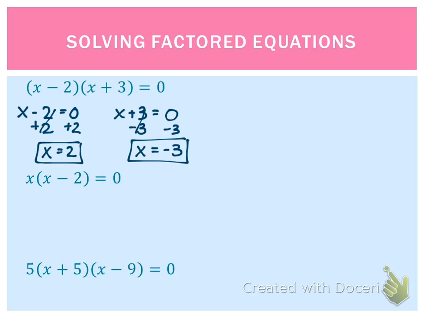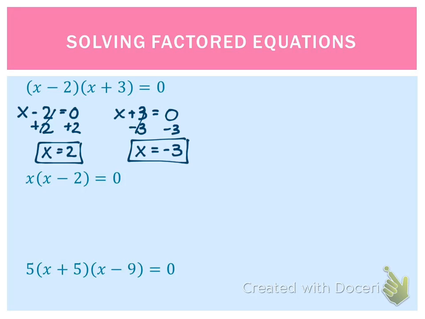Now, an easy way to know how many answers you're going to have is count up the amount of variables that you have. In this one, we had 1, 2. So if I have 2 variables, I have 2 answers. If I have 1 variable, I have 1 answer. If I have 3 variables, I have 3 answers, so on and so forth, okay? So let's look at the next problem.